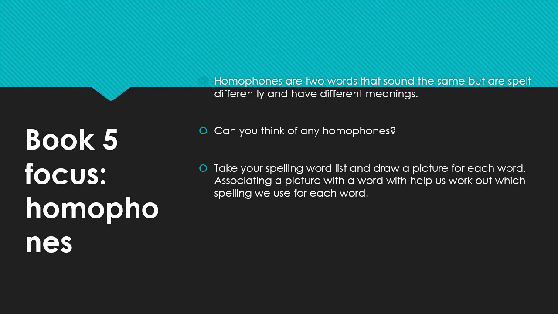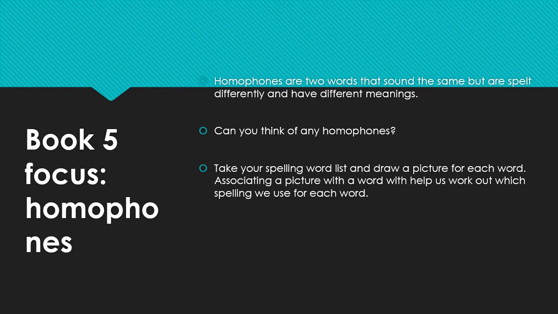I think the most common one that we come across in school is there, and their, and they're. T-H-E-R-E, T-H-E-I-R, and T-H-E-Y apostrophe R-E. That must be the most common one. But we've got other ones like wood, W-O-O-D, for a block of wood, or would you like to do something? W-O-U-L-D. There are lots and lots of homophones in the English language, and we're going to look through some of them.